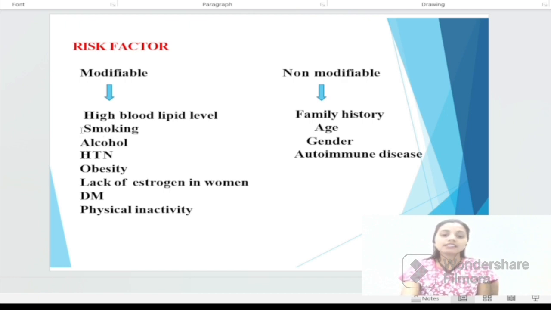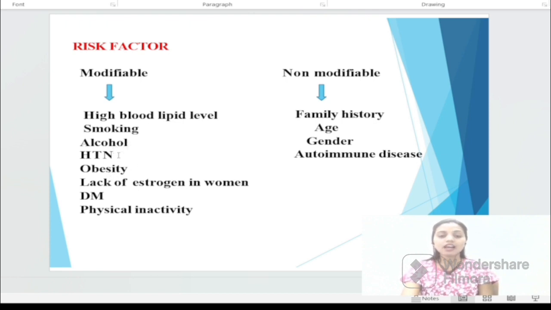Then the second is smoking. Smoking plays a main role in myocardial infarction. How does it cause myocardial infarction? Smoking causes severe vasoconstriction. If a person is a severe smoker, smoking causes severe vasoconstriction in the blood vessels, so enough blood supply does not reach the heart, and the heart can't receive enough blood supply and oxygen. It finally leads to necrosis and ischemia. Alcohol also causes ischemia and necrosis.